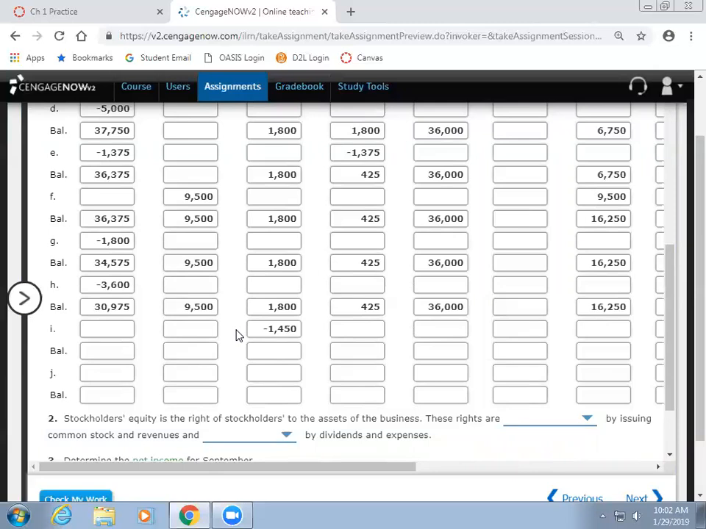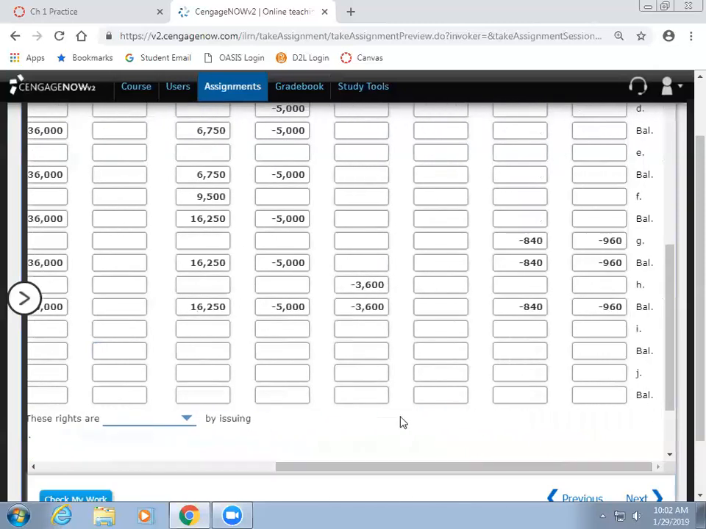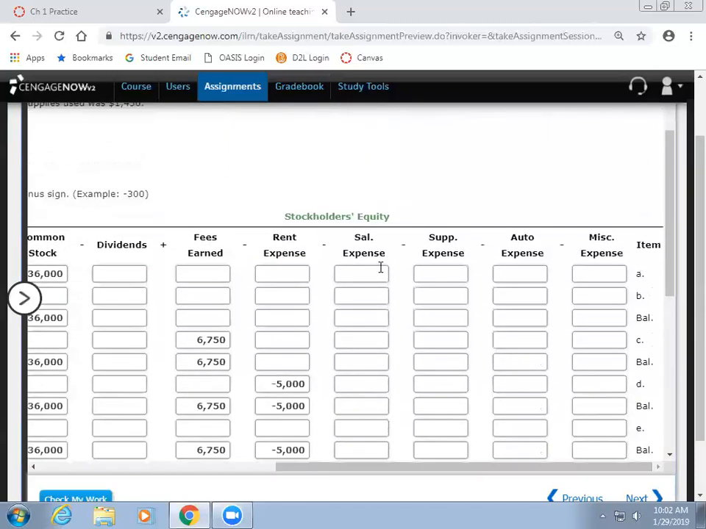When I do that, when I balance it, that would leave me with the $350 that they told me I still had. Okay? So at the end of the month, we always look at how many supplies we used up, and we subtract that out of supplies. And then on the right-hand side, that's going to be a supplies expense.